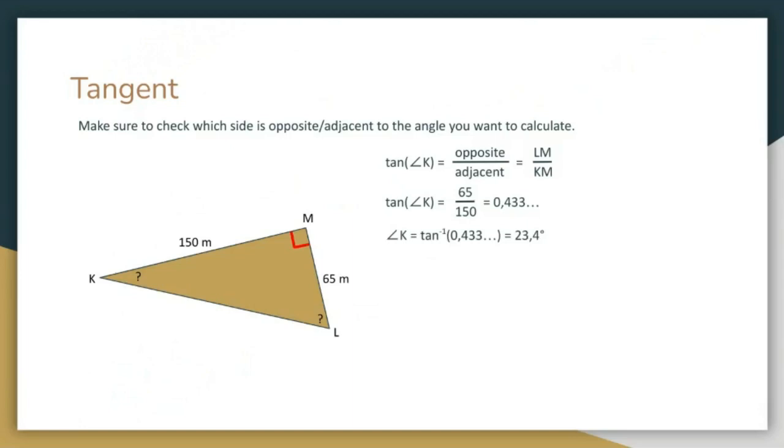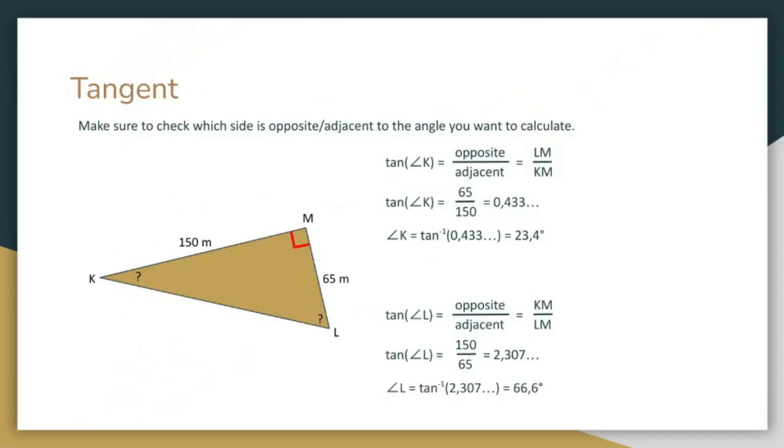To calculate angle L, we follow the same steps. But notice that the opposite and the adjacent sides are actually swapped, as KM is now the opposite side of angle L and side LM is adjacent to angle L, meaning we now have to calculate 150 divided by 65, which is 2.307. We again use the inverse tangent and find 66.6 degrees for our angle.